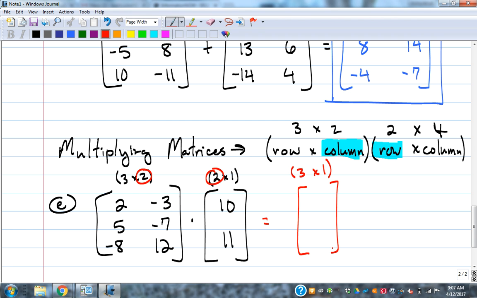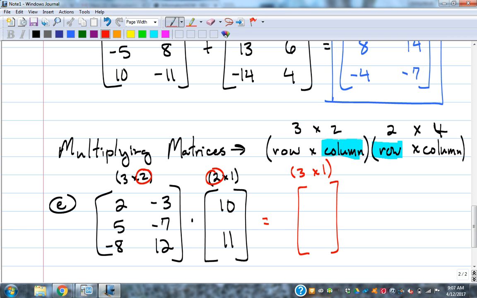Okay? And then we're going to use the calculator to get it to multiply these for us. If you want to know how to do it by hand, I can quickly go through it. You say 2 times 10 plus negative 3 times 11. That gets you the first spot. And then you take 5 times 10 plus negative 7 times 11, and that gets you the second spot.